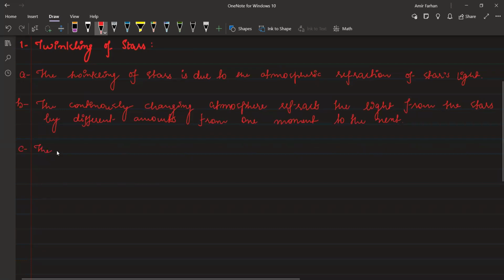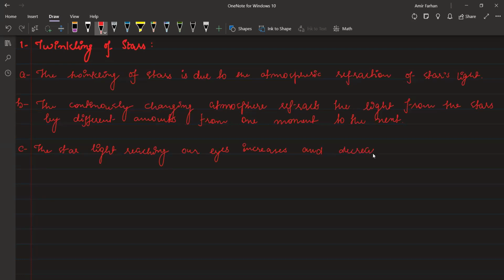Because of this, the intensity of starlight is continuously changing. The starlight reaching our eyes increases and decreases continuously due to atmospheric refraction. Okay, and the stars appear to twinkle. I hope it's clear to everybody why stars twinkle.